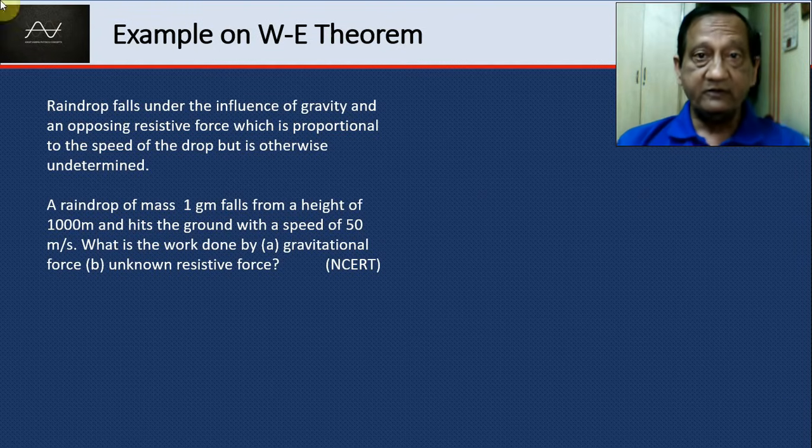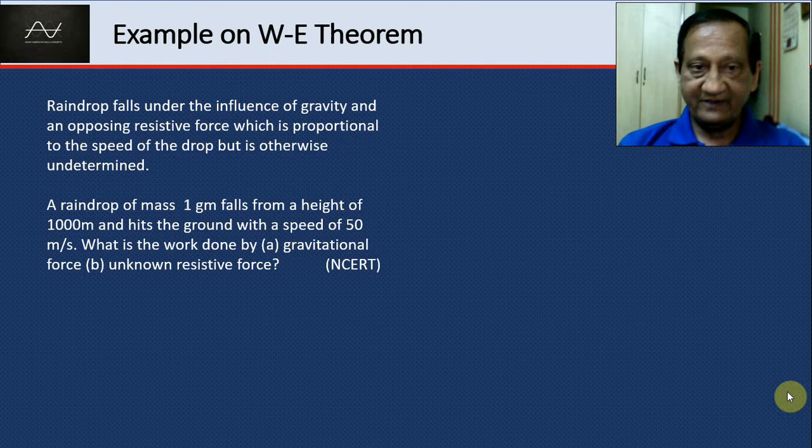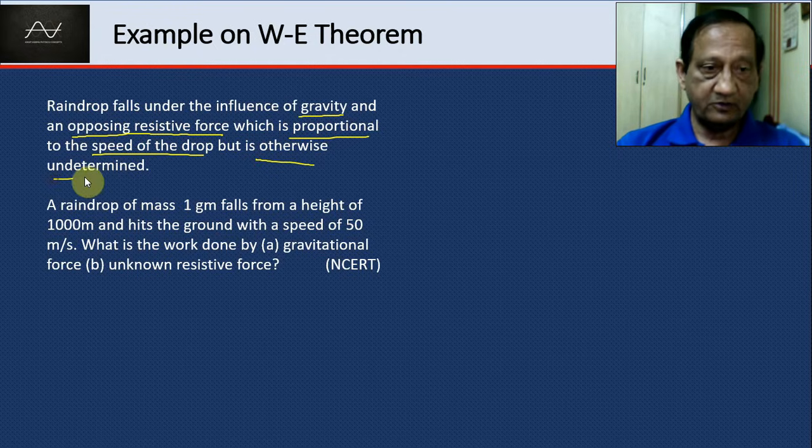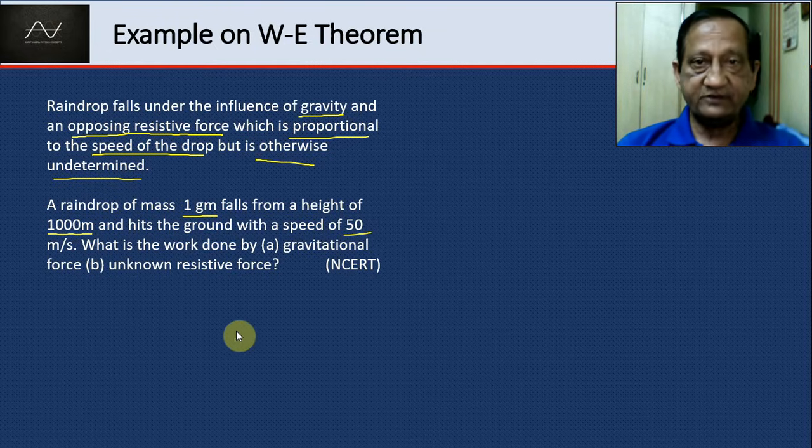Another example. We don't even know the expression for the force, but we can find out the work done by it. A raindrop falls under the influence of gravity and an opposing resistive force by the air, which is upwards, gravity is downwards. This resistive force is known to be proportional to the speed of the drop. It is not constant but is otherwise unknown. Suppose a raindrop of mass 1 gram falls from a height of 1000 meters and hits the ground with a speed of 50 meters per second. What is the work done by gravitational force and the unknown resistive force?